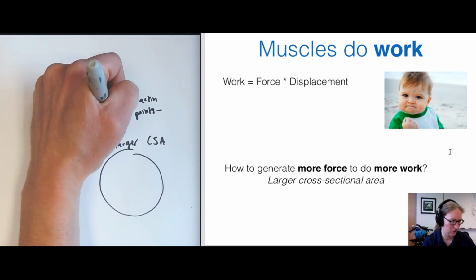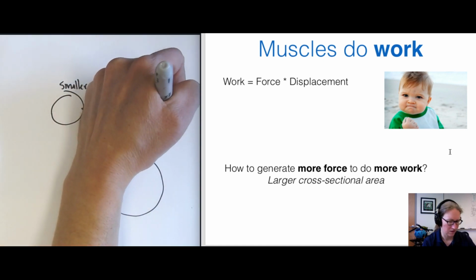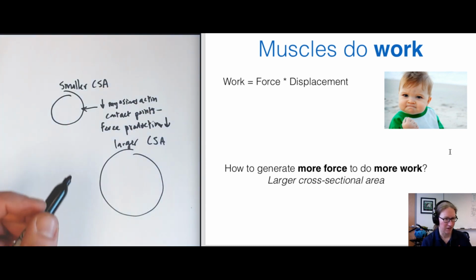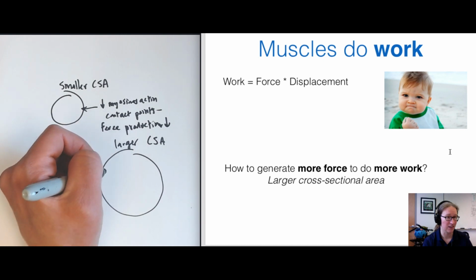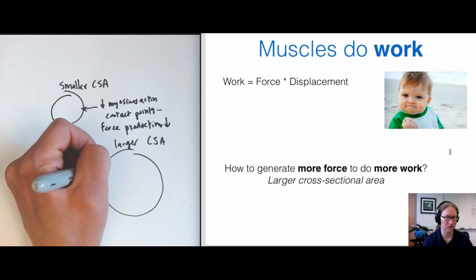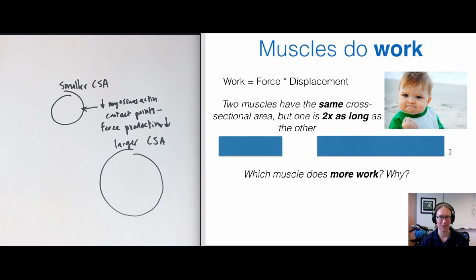So force production will be lower, okay? Whereas if a muscle has larger cross-sectional area, there's physically more space to fit in thick and thin filaments, so it's possible to generate more force. And that's basically the law of physics at work right there. Let's look at something else as well.